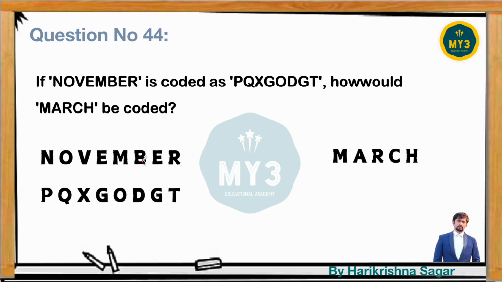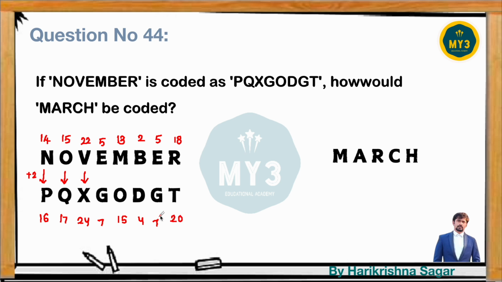If you observe, November is coded as this. Let me look at the position of each alphabet. N is 14, P is 16. It is increased by 2. O is 15, Q is 17, also increased by 2. V is 22, X is 24, increased by 2. E is 5, G is 7, yes, increased by 2. 13, 15, 2, 4, 5, 7. Similarly 18, 20. So every alphabet is increased by 2.